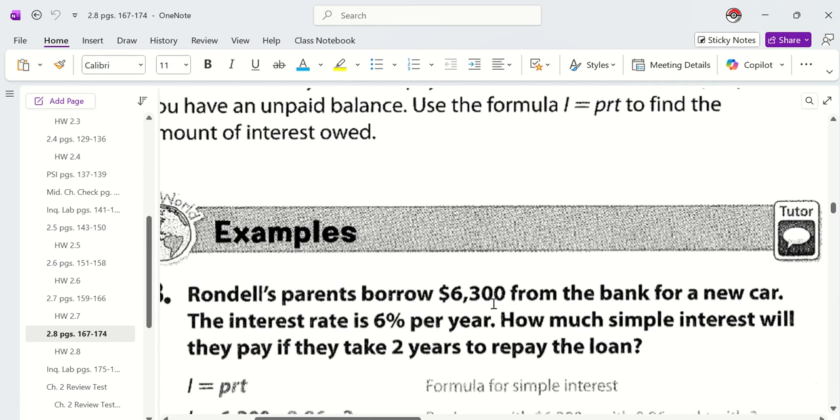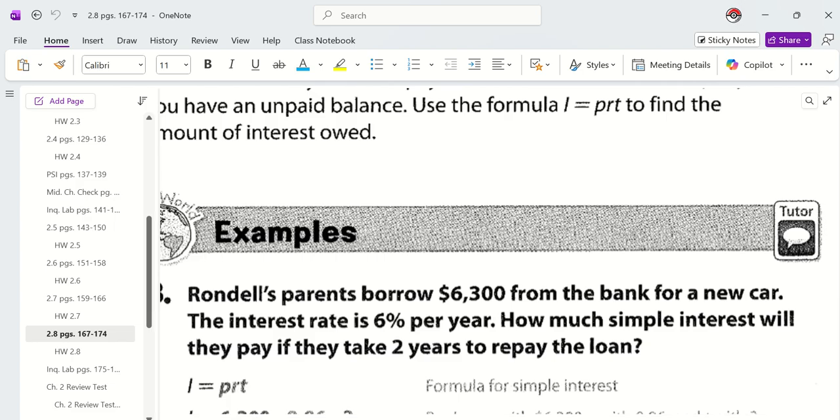So they're going to be charged 6% per year on the interest on this, and they're asking how much simple interest. So they're not asking how much total they're paying back. They just want to know how much extra money is going to be charged them if they take 2 years to repay their loan. Okay?